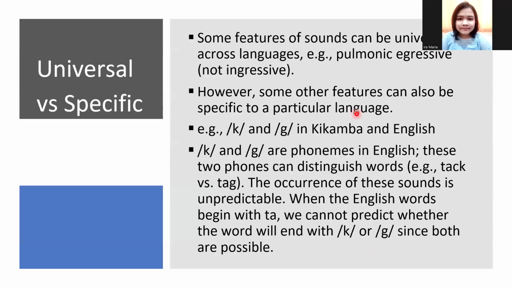So it's really different from the languages in the world. Mostly the languages in the world use a pulmonic egressive airstream, but Kikamba, an ethnic Bantu language, uses a different way, which is a pulmonic ingressive airstream.